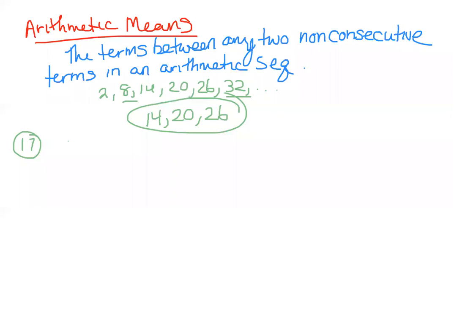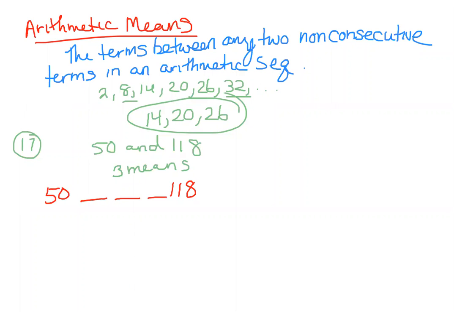So we got 17, 50, and 118. And we're looking for, oh, I did that wrong. What in the world? 50 and 118, and we're looking for 3 means. What that means is we have a 50 and we have a 118, and there's 3 terms between them. In order to know what those are, we need to know what D is, because if we know what D is, then we're just going to add it to 50 and then add it to that and then add it to that to fill them in.